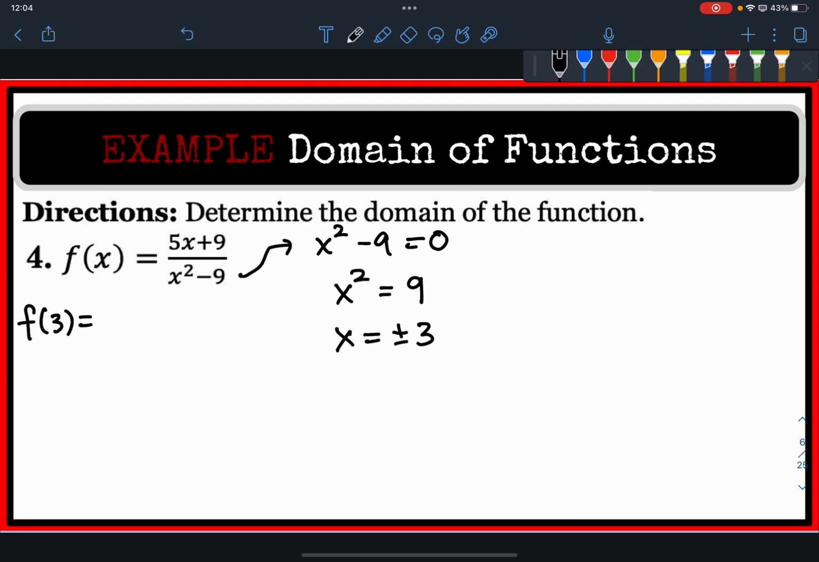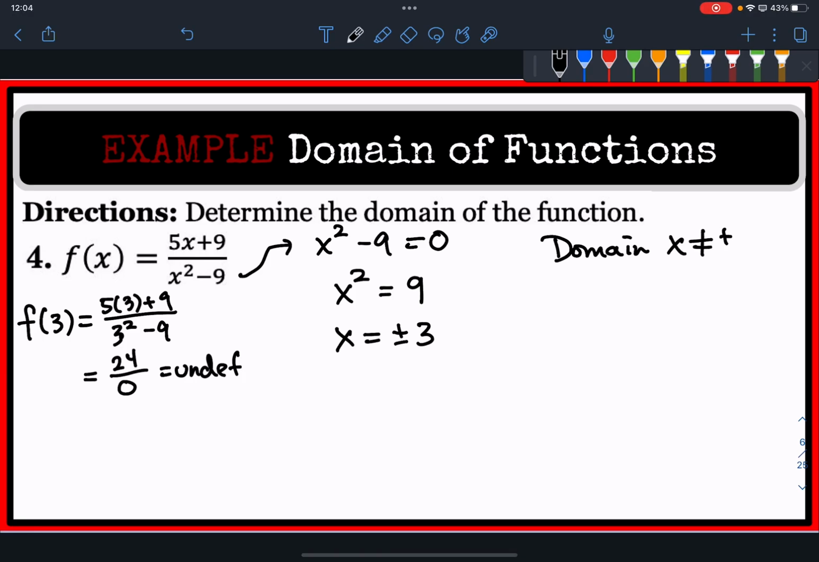If I plug in positive 3, this would be 5 times 3 plus 9 over 3 to the second power minus 9, which is 24 on the top and 0 on the bottom. So this again is undefined. 3 to the second power is 9, and 9 minus 9 is 0. So again, undefined. So we cannot have x equal to positive 3.